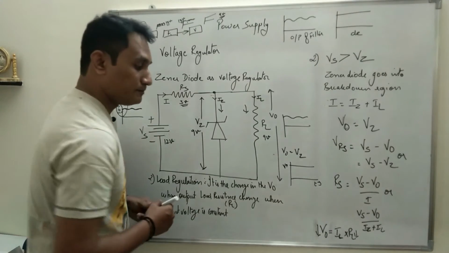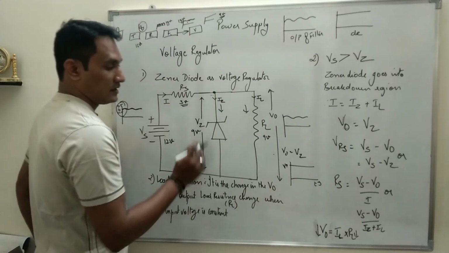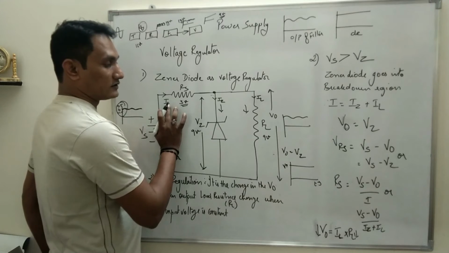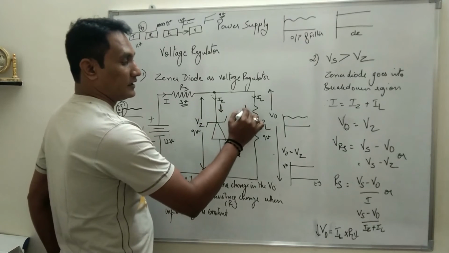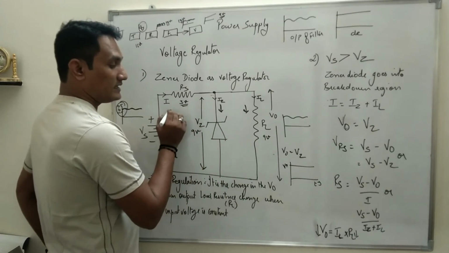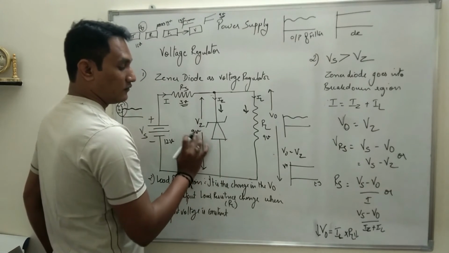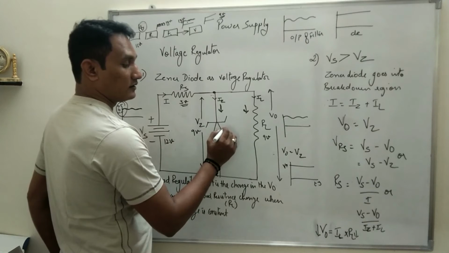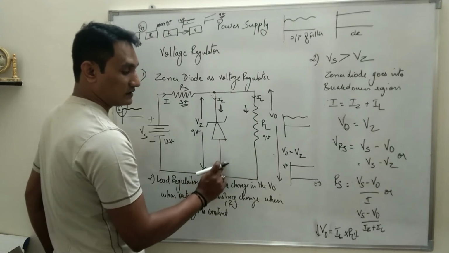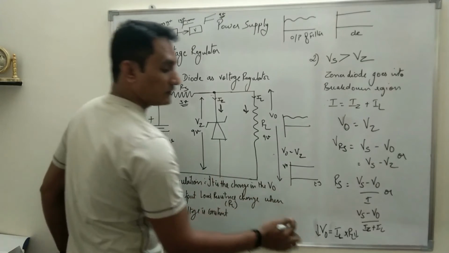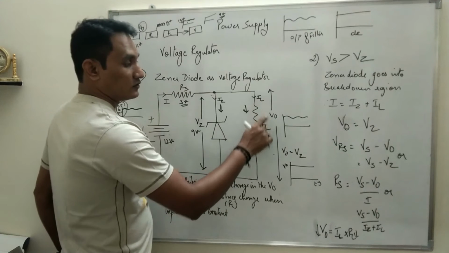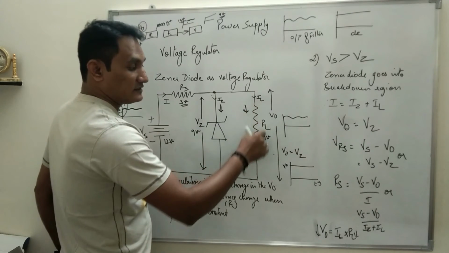Now see what happens. As I said, current I will remain constant. The current is distributed depending upon the resistance offered by these two paths. As I is constant, the voltage drop across the Zener diode, the resistance offered by the Zener diode, will be constant. That means the resistance in this path will be constant. Now what we are trying to do is decrease RL, so the resistance in this path will decrease.